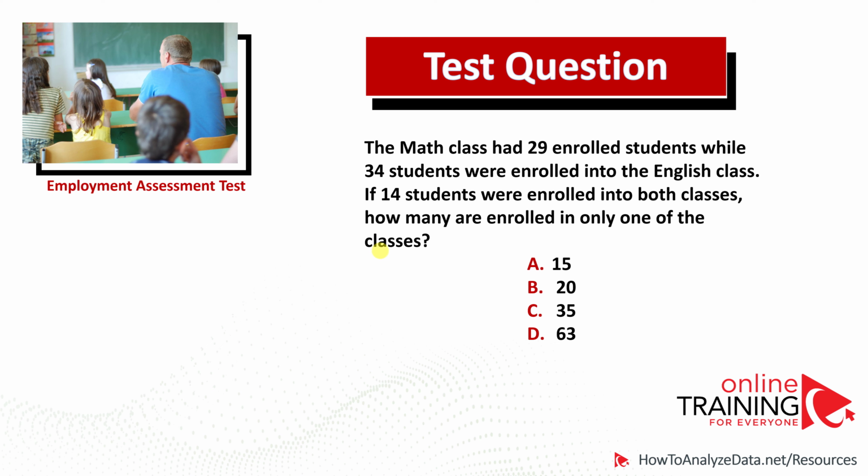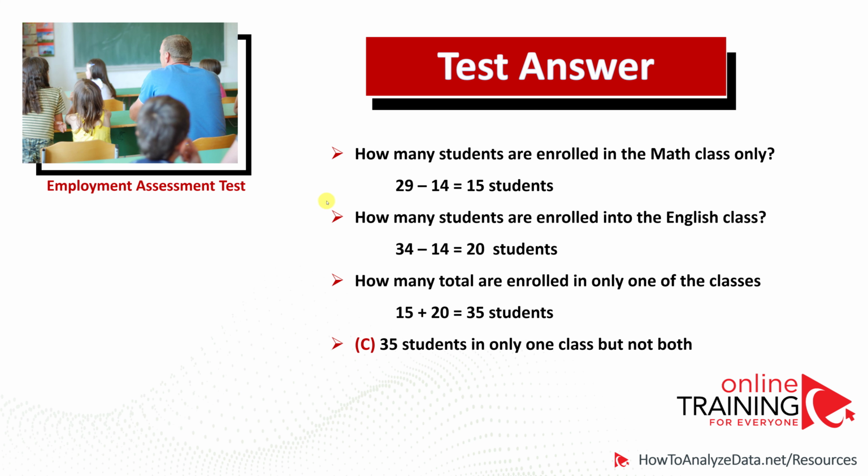Let's recap. We have groups of students that are enrolled in both English and math classes. To solve this challenge, we need to find students that enrolled in only one particular class, and then add them up to get the correct answer. Hopefully you've nailed this question.